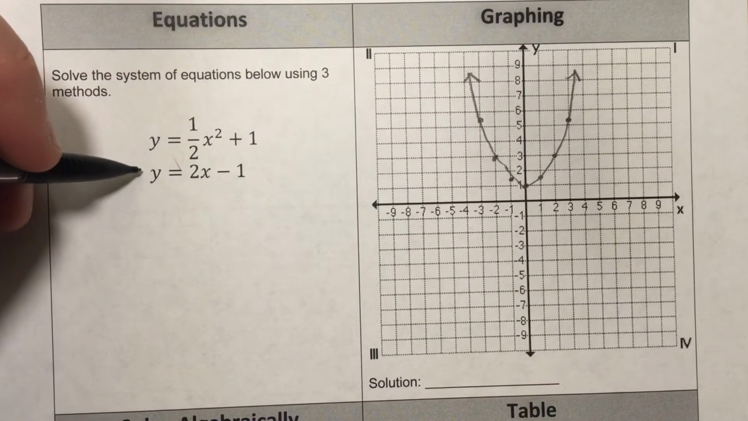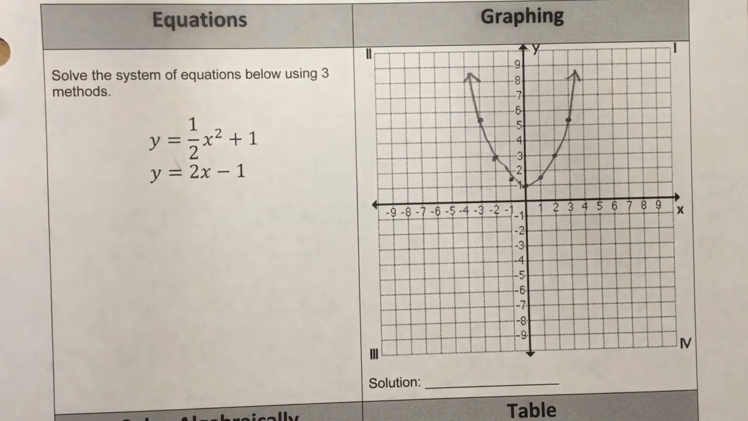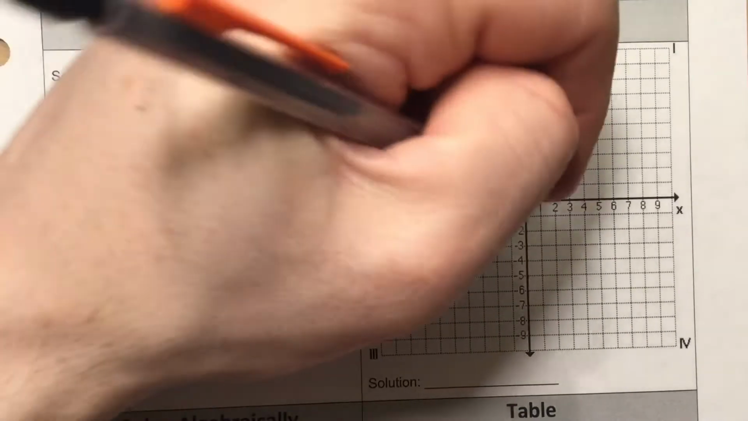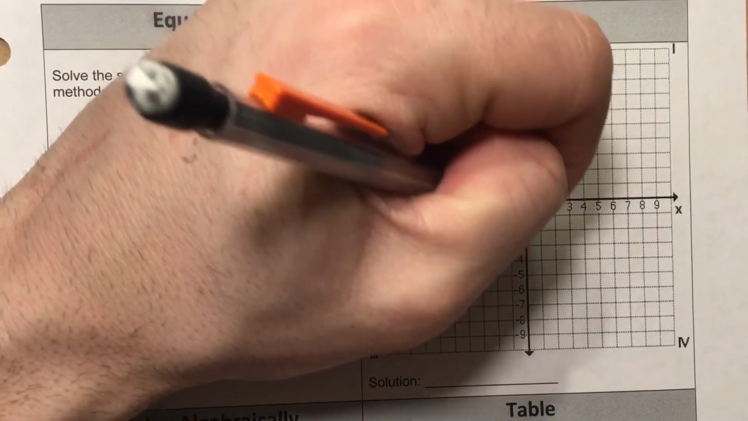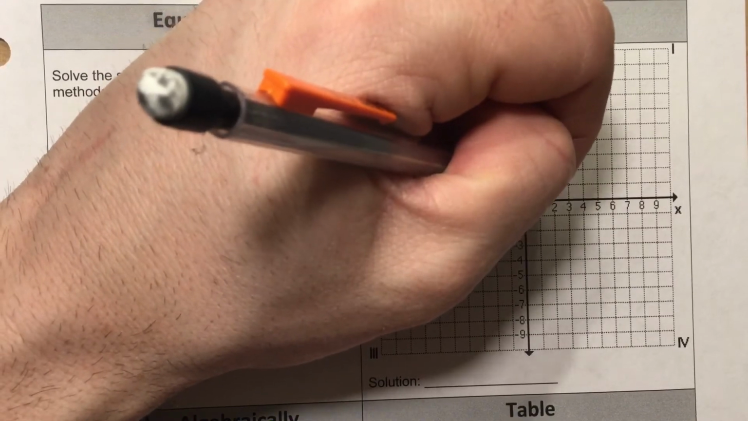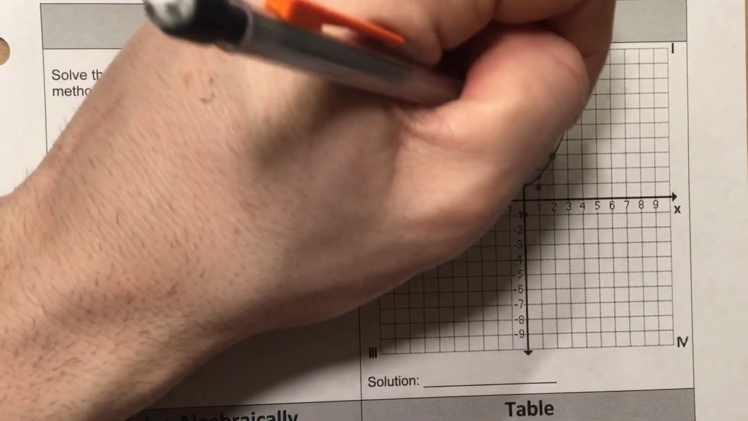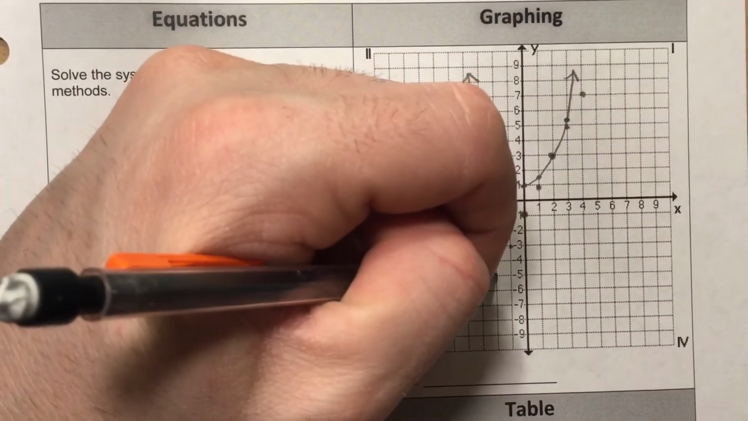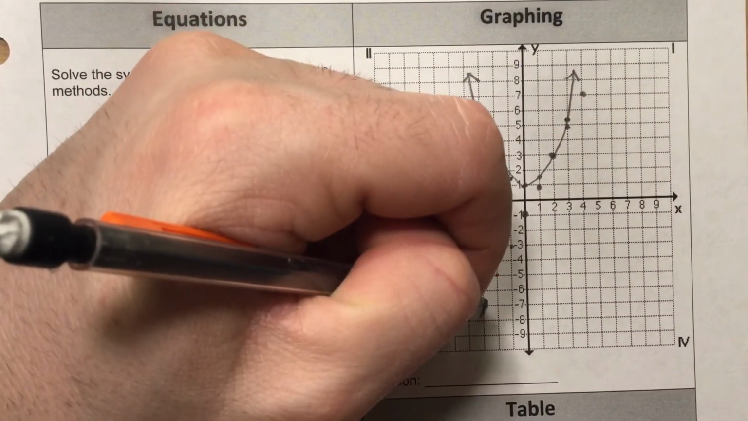Now this second one is just going to be a line. So that's a y-intercept of -1 with a slope of 2. I'm going to start at (0, -1), go up 2 over 1, up 2 over 1, up 2 over 1, up 2 over 1. And then I'm going to go down 2, left 1, down 2, left 1.